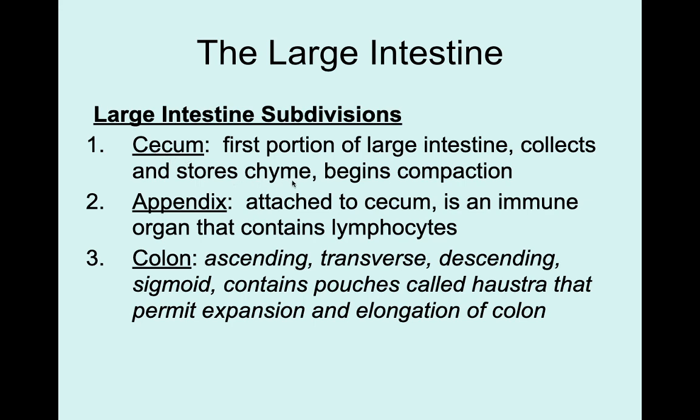It collects and stores the chyme and begins the reabsorption of water and the compaction of the chyme into feces. The next portion is our appendix. Your appendix is actually a part of your large intestine. It is attached to your cecum. And again, it is lymphoid tissue. It is an immune organ that contains white blood cells, similar to the Peyer's patches.